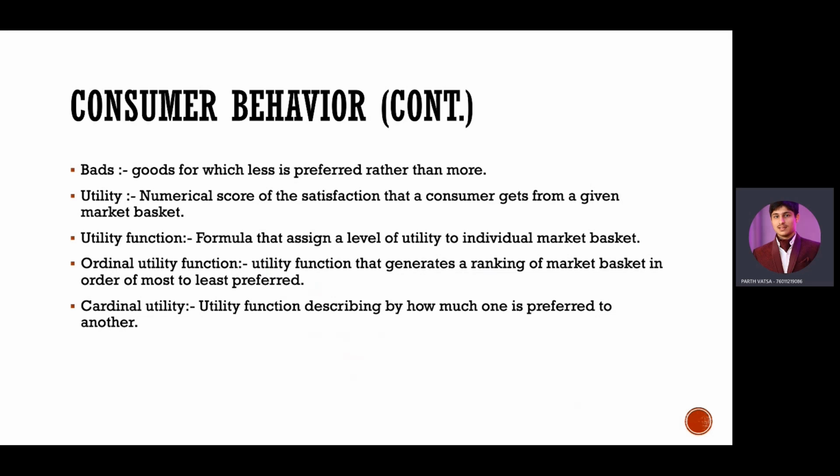And cardinal utility is the utility function that describes how much one basket is preferred to another. But unfortunately we currently don't know how a consumer arrives at this much utility or this much satisfaction level from a particular good, because there could be various reasons: availability, affordability, transport, preferences, and various other things.